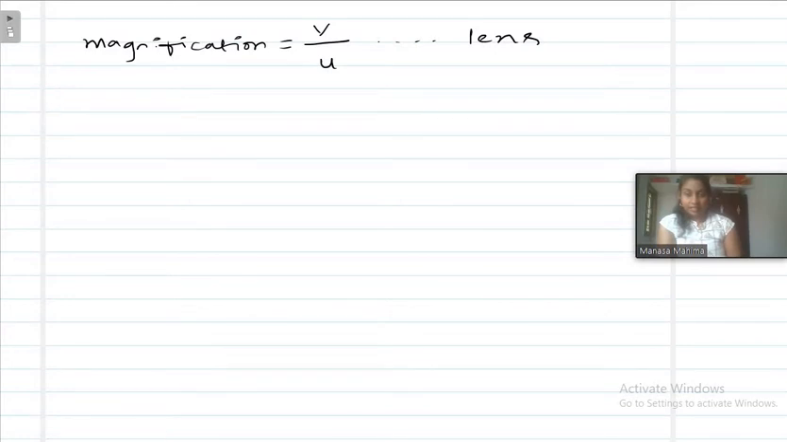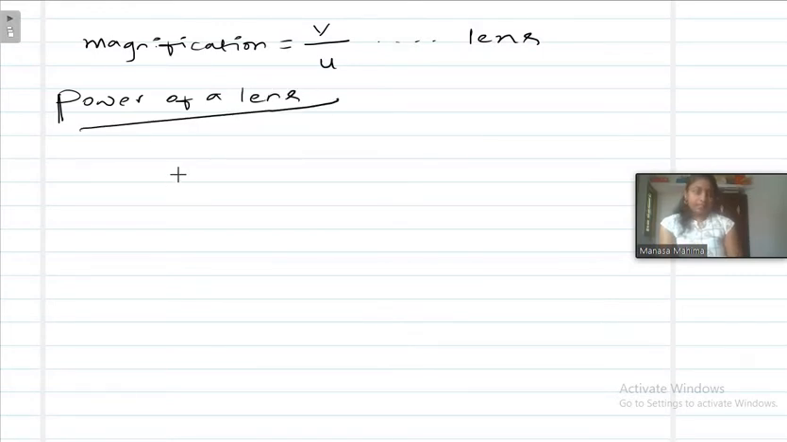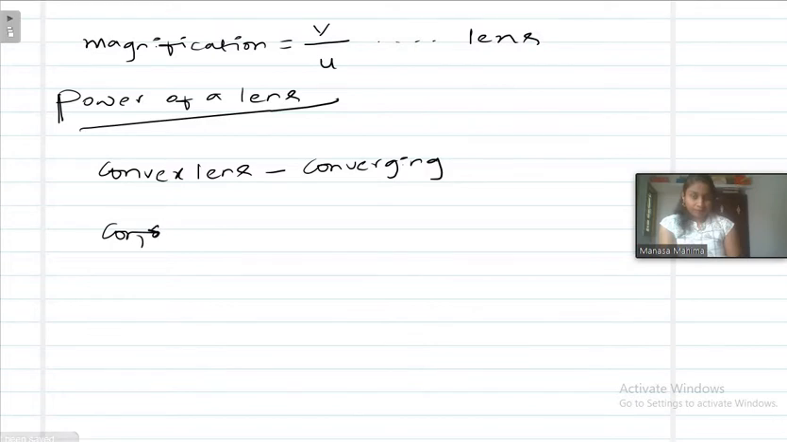Okay, next is about the power of a lens. Each lens has a different function, correct? If I take a convex lens, what is its function? It converges the light rays at one point, correct? If I take a concave lens, what is the function of that concave lens? It will diverge the rays.